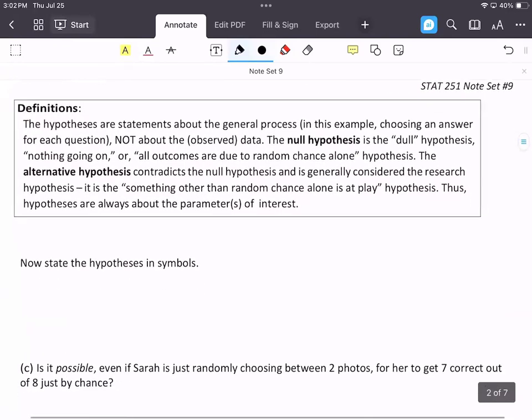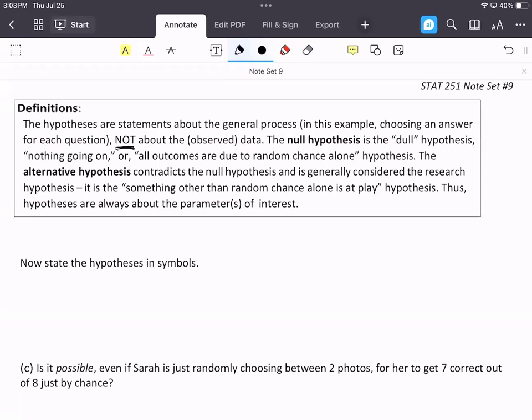So definition, the hypotheses are statements about the general process, in this example, choosing an answer for each question, not about the observed data. You would start with the hypotheses before you would actually do any testing. The null hypothesis is also, think of it as the dull hypothesis. In other words, nothing is going on, or all outcomes are due to random chance alone. Now, the alternate hypothesis contradicts the null and is generally considered the research hypothesis. It is the something other than random chance alone is at play.